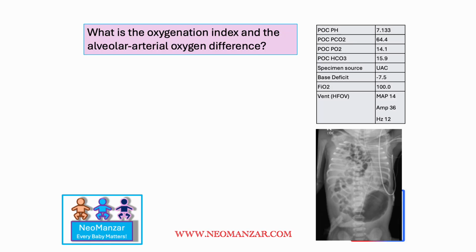So here we have a newborn infant. The blood gas is given and the chest X-ray is given. Based on the blood gas, chest X-ray, and information given, first of all, what is the diagnosis here? That is very evident. And how would you calculate oxygenation index and alveolar arterial oxygen difference? Because that will decide how sick the baby is, and you might have to escalate the support and send the baby to a center where they can do ECMO, which is the case here.